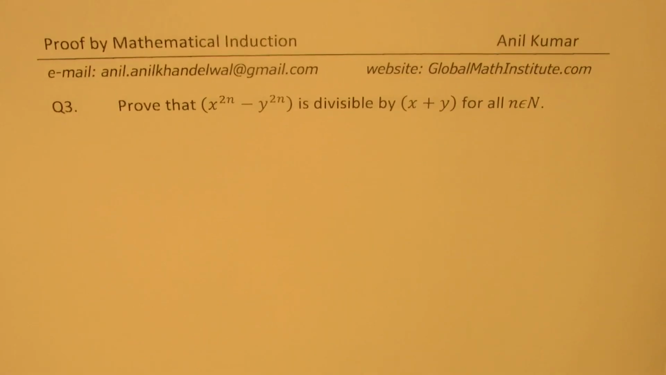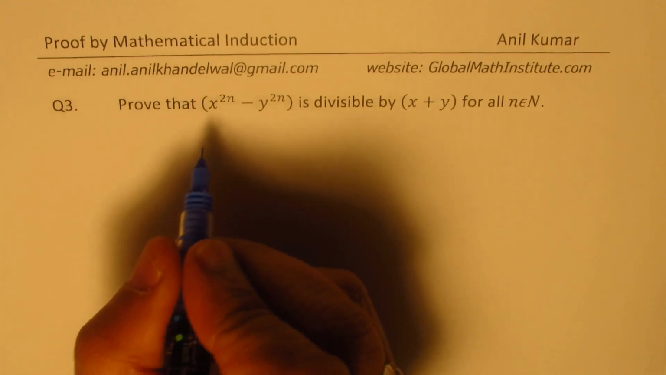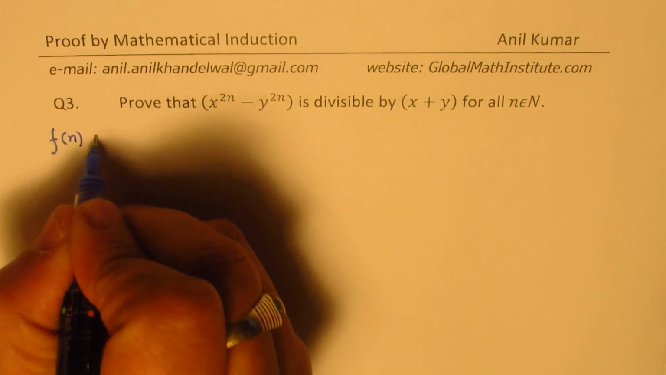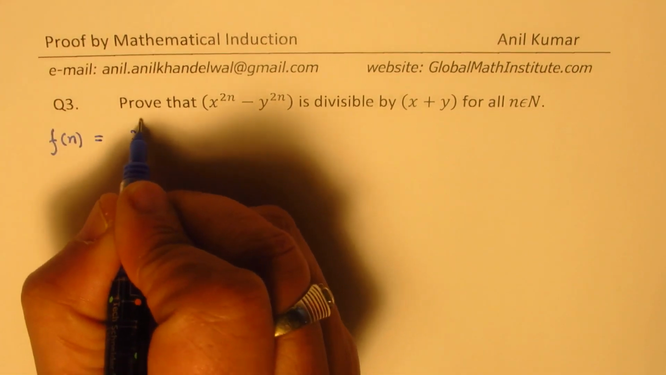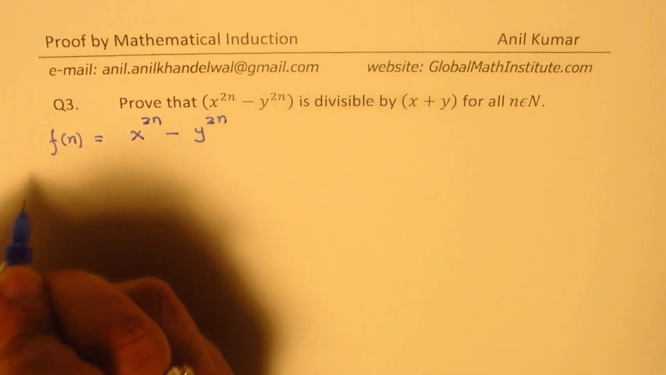So I hope you got the solution. Question number 3 here is to prove that x to the power of 2n minus y to the power of 2n is divisible by x plus y for all n belonging to natural numbers. So we'll again begin with writing this as a function of n, which is equal to x to the power of 2n minus y to the power of 2n.